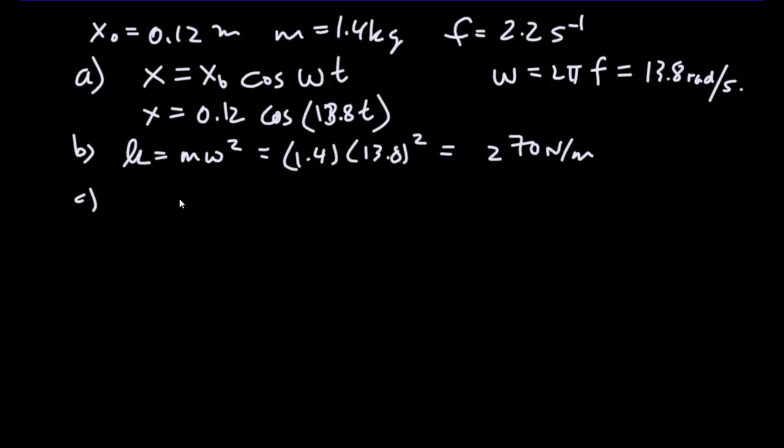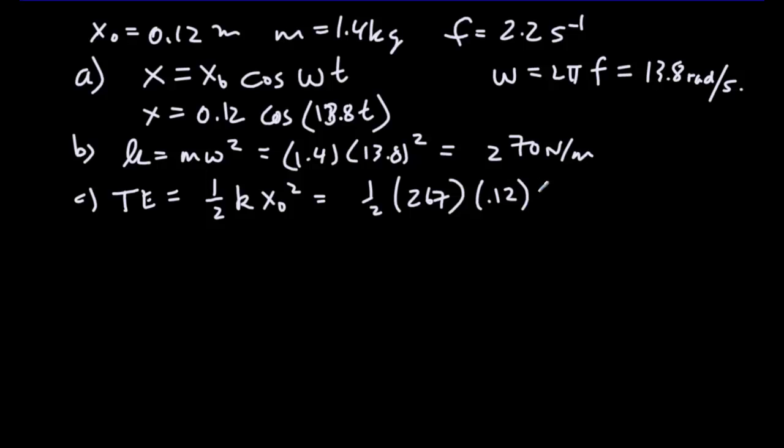Part C is the total energy. I tend to like TE capitals for total energy as opposed to ET, but either works. That's got to equal 1/2 K times the amplitude squared, which is going to be 1/2. Taking my K value to one more significant digit for the calculation, it's 267 newtons per meter, and my amplitude was 12 centimeters. That gets squared. It gives me a value of 1.9 joules.